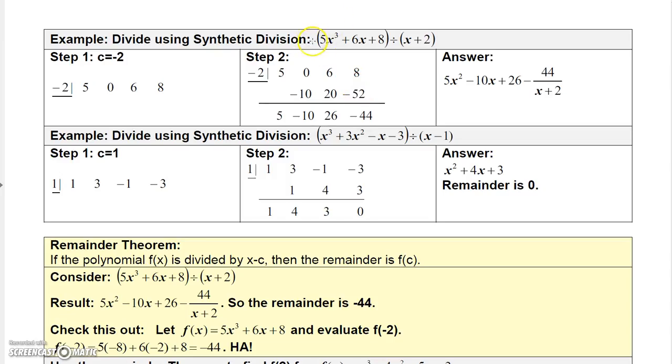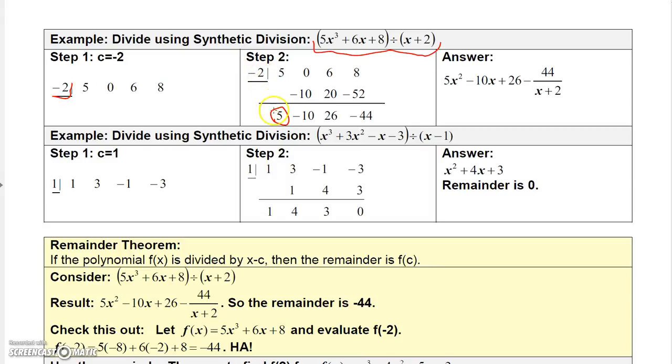Now we can do this a little quicker than the first one. Here I'm going to divide by x plus 2, so I'm going to put negative 2 here. I have 5x cubed. I have no x squared, so I'm going to put a 0 for the squared term. I have 6 for the x term and then 8 for the constant. And then over here, I'm going to bring down the 5 and put it right here.